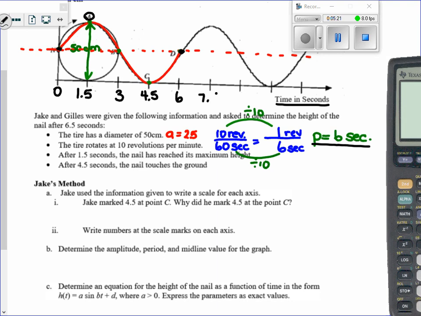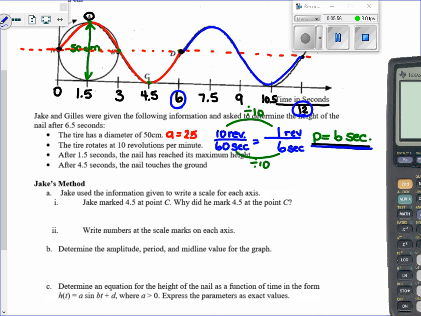This would be 7.5 seconds. This will be 9 seconds. This will be 10.5. And this will be 12 seconds right here. And that makes sense because that's another whole period of this function, right? So if the period of the function is 6 seconds, it takes 6 seconds to do one complete rotation of this tire, then it makes sense that it would take 12 seconds to do 2 complete rotations of that tire, right?